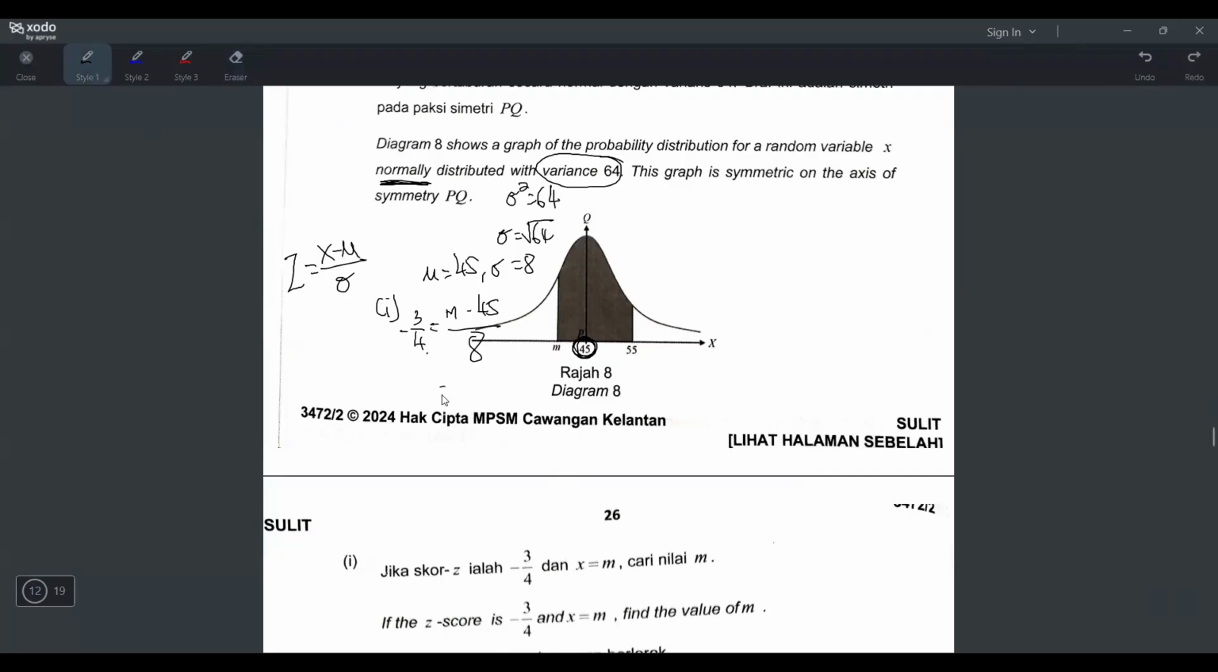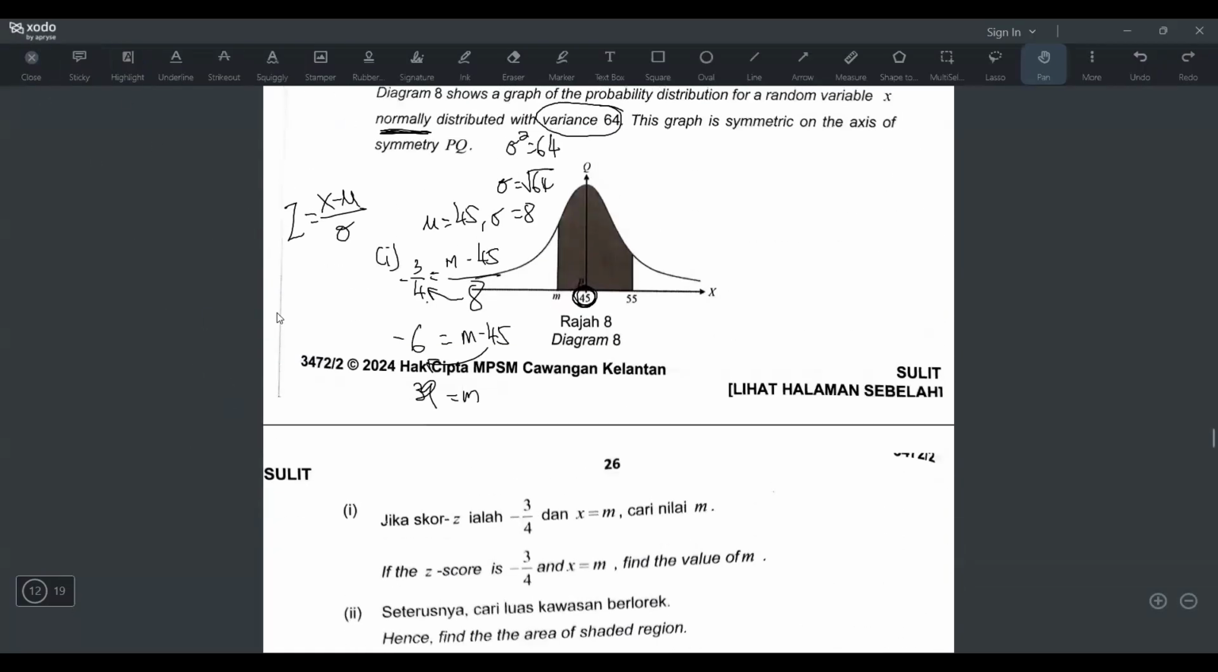Okay, now you can find your m. First, you times 8, so it'll be m minus 45. What is negative 3/4 times 8? Negative 6, you can use your calculator. And then negative 6 plus 45 is 39. So what is your m? 39. Okay, done already. So that's it. Let's do number 2.